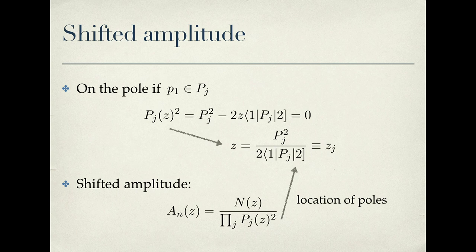Now, what is the location of the pole in Z? We are now not looking at the pole as a function of momenta, but as a function of Z. Now, PJ Z square is just this thing square. So if we just square it, then we can rewrite it like that.